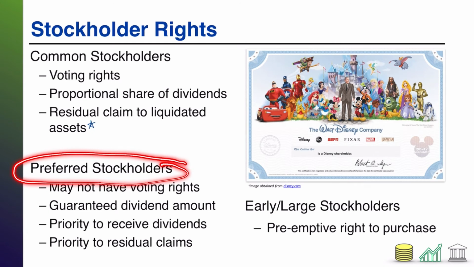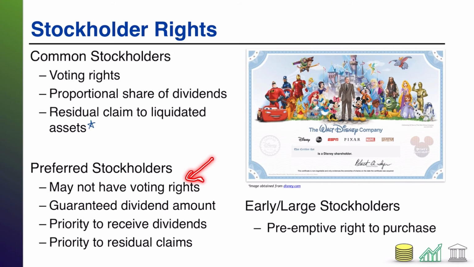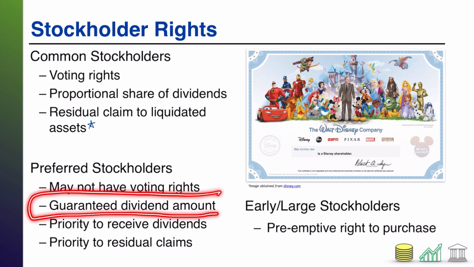If you're a preferred stockholder, your arrangement is a little bit different. You probably don't have voting rights. So that's one of the biggest differences, right? With a common stockholder, you get to vote on important matters. With a preferred stockholder, often you don't get to vote on important matters. However, here's the big benefit: you get a guaranteed dividend amount.